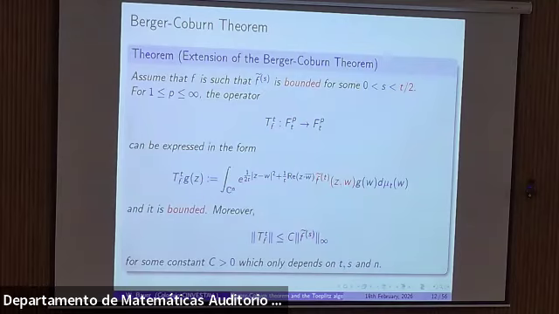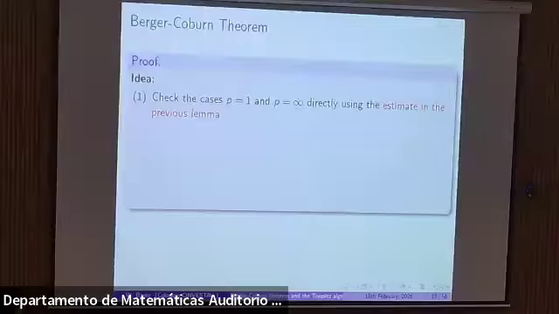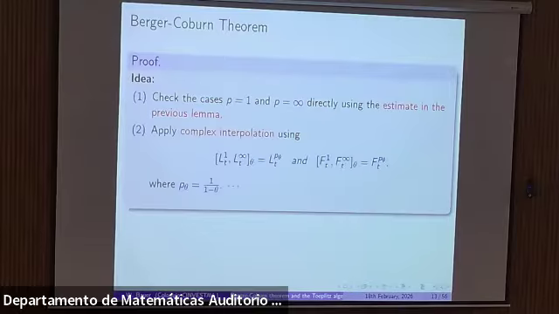But this works not only for p equal 2, but for any p. And so what's the idea? We can check this in the case p equal 1 and p equal infinity. In one case by a direct estimation, it's rather simple. In the case p equal 1, you have to use these inequalities, which I just showed you. And then you can just do complex interpolation, and you get all the values in between, knowing that these p Fock spaces also interpolate in the expected way.